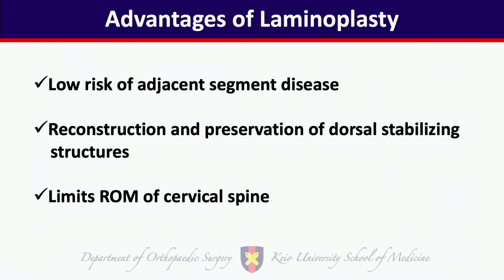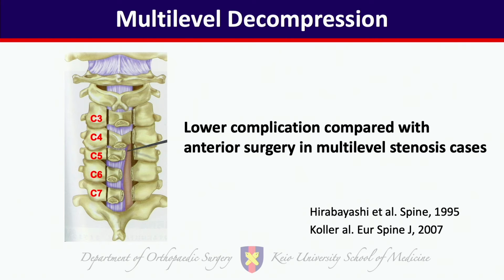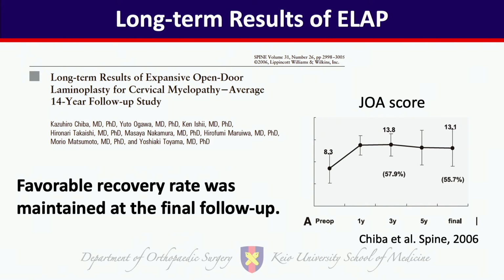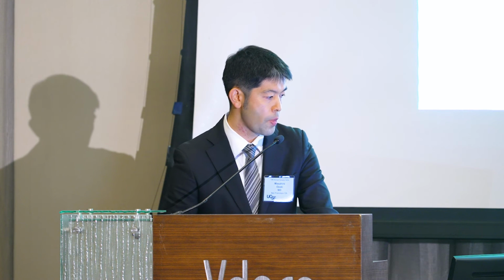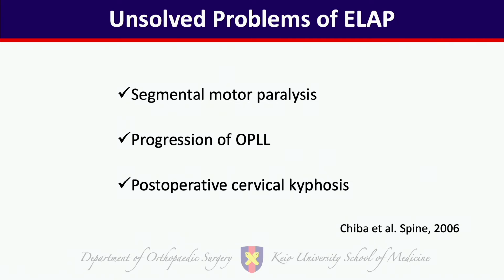Advantages of laminoplasty: low risk of adjacent segment disease, reconstruction and preservation of dorsal stabilizing structures, and limited ROM of the cervical spine. In multiple cases, laminoplasty had lower complications compared with anterior surgery. Laminoplasty was also reported to have favorable long-term outcomes. Dr. Chiba of our department reported that a favorable recovery rate of JOA score was maintained at the final follow-up in a 14-year follow-up study. However, Dr. Chiba also mentioned unsolved problems of ELAP at the same time. These problems are segmental motor paralysis, progression of OPLL, and post-operative cervical kyphosis.